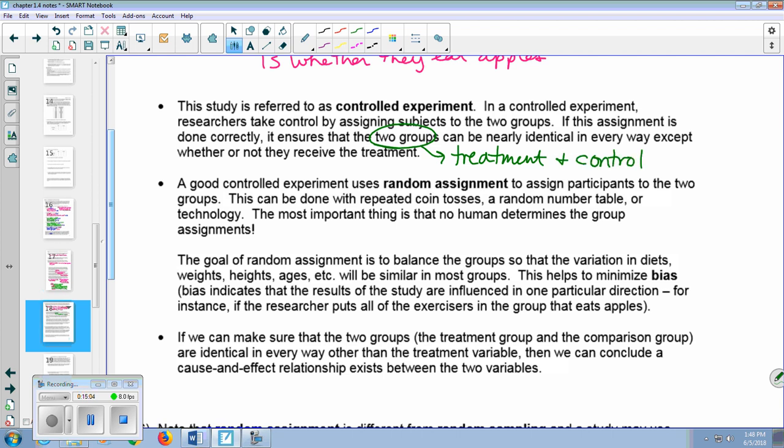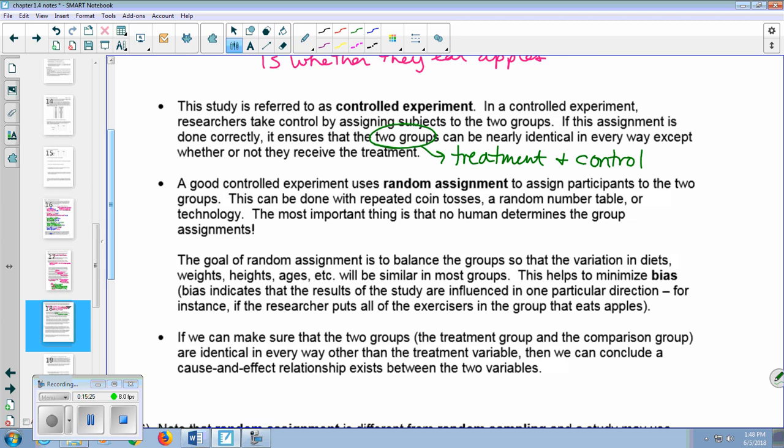All right, a good controlled experiment uses random assignment to assign participants to the two groups. This can be done with repeated coin tosses, a random number table, or technology. The most important thing is that no human determines the group assignments. We're going to see in Chapter 5 that humans aren't very good at doing things randomly.